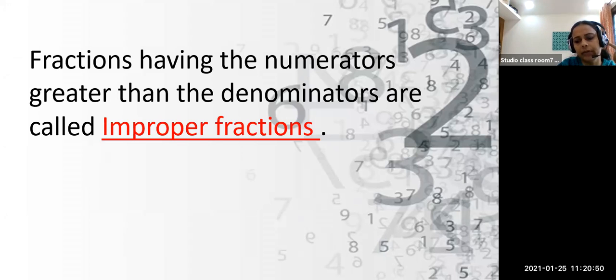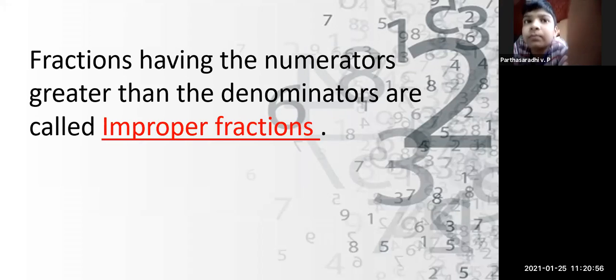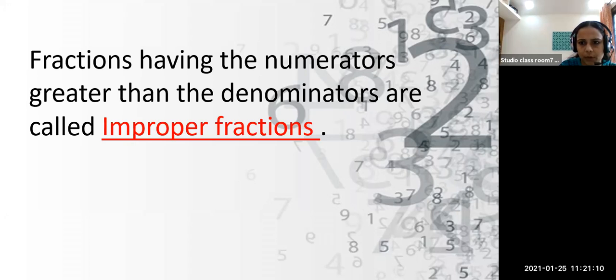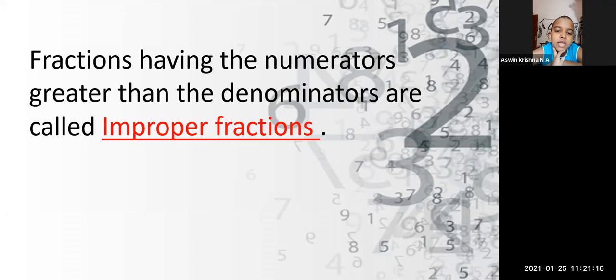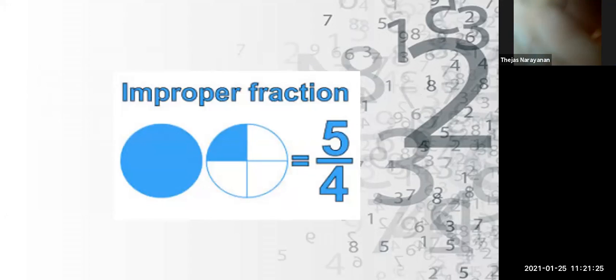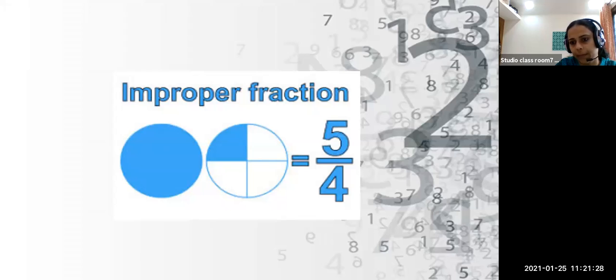Yes, Amaya. What is an improper fraction? Can you read again? Fractions having the numerators greater than the denominator are called improper fractions. Okay, Ashwin, what is improper? The fractions having the numerator greater than the denominators are called improper fractions. Okay. For example, numerator should be greater. So 5 by 4 is an example for an improper fraction.